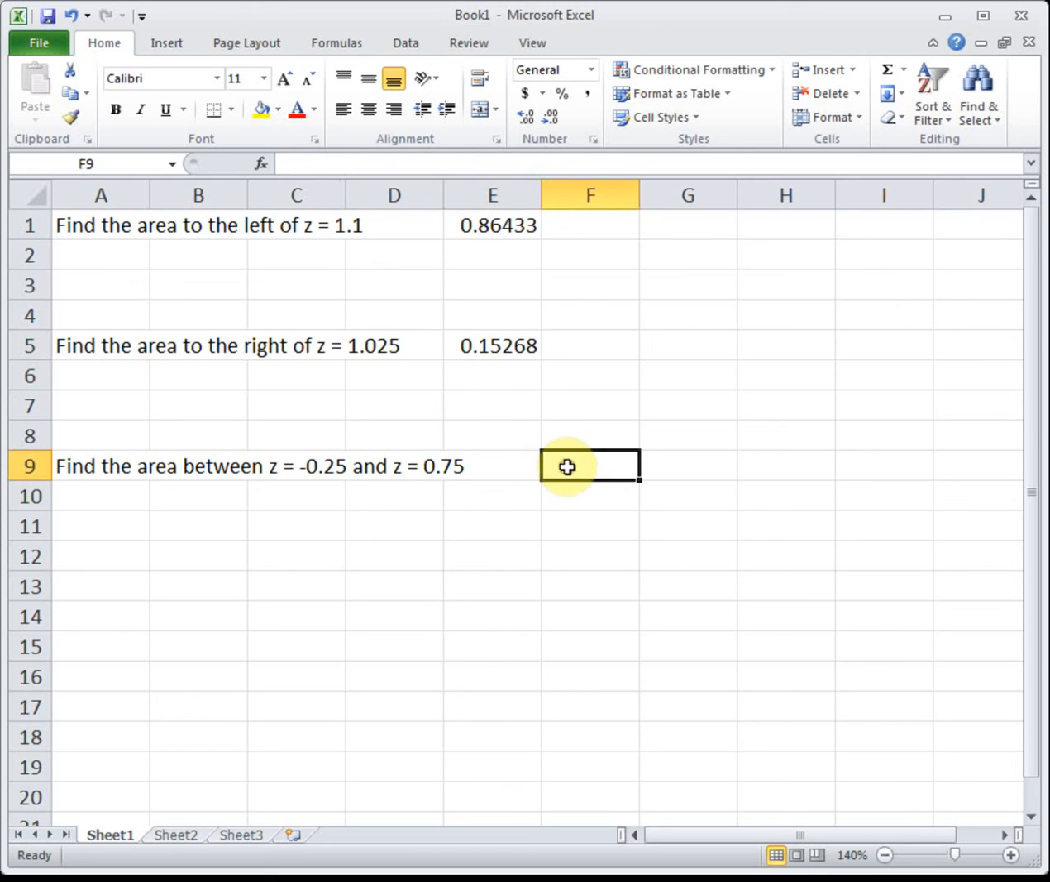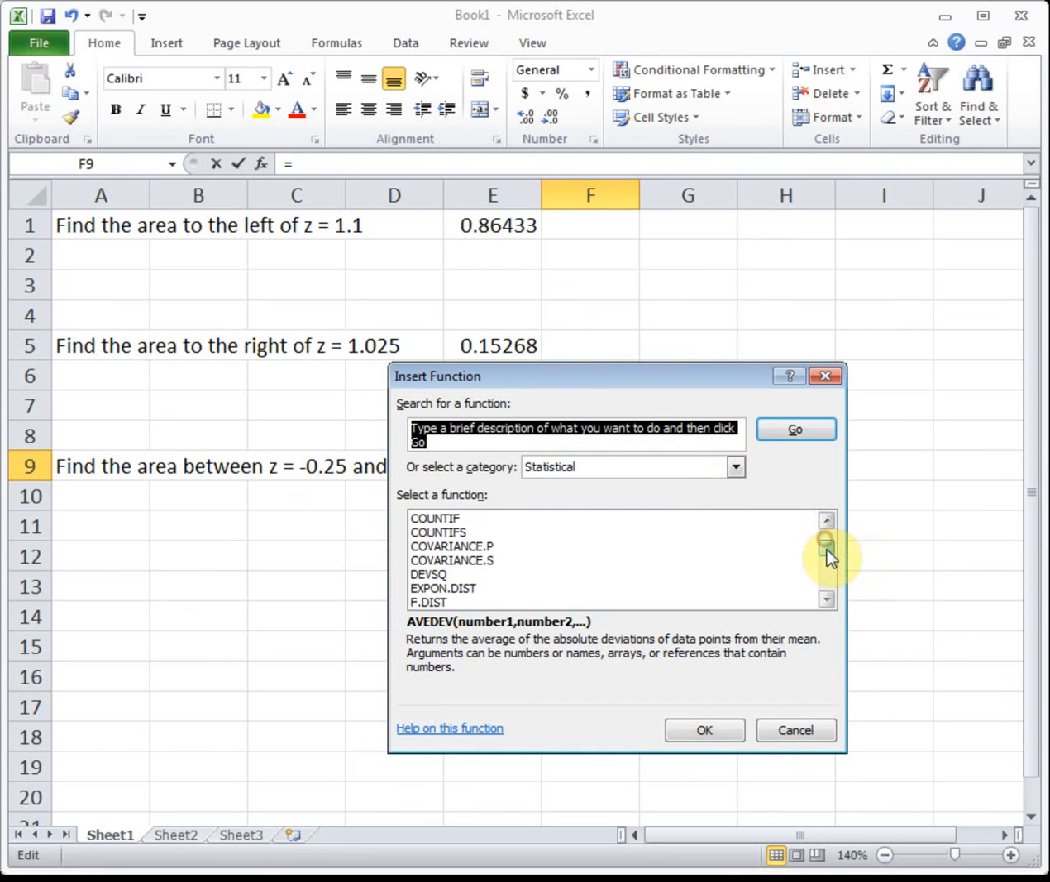Then our last case is finding the area between 2 points. The big thing to think about is if we find NORM.S.DIST of 0.75, that gives us everything to the left of that point. If we find the area of negative 0.25, that gives us everything to the left of that. But we don't want what's to the left of this little portion. We want what's in between them. So we want to the right of negative 0.25 and to the left of 0.75. The easiest way to do this is find the total area to the left, which is NORM.S.DIST of 0.75.